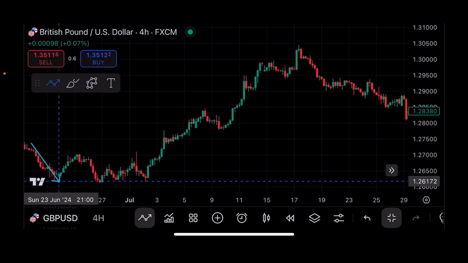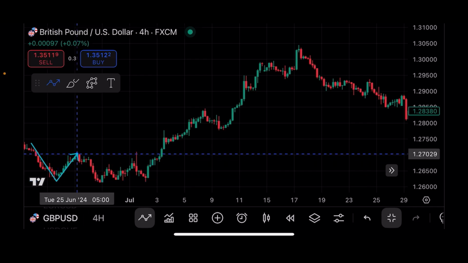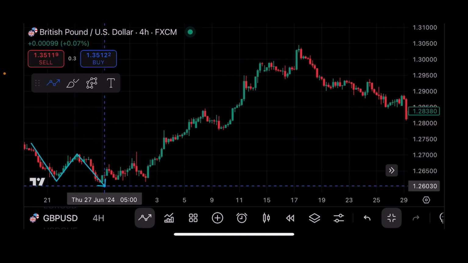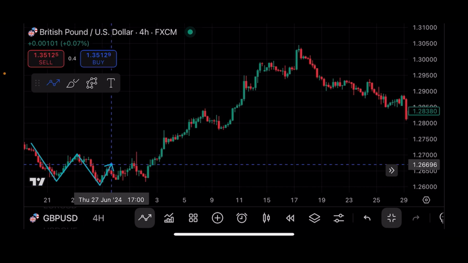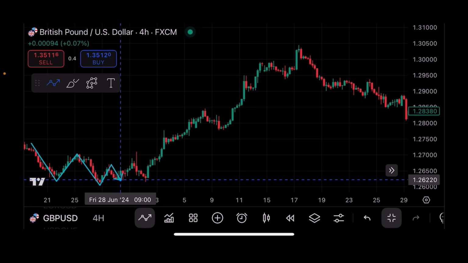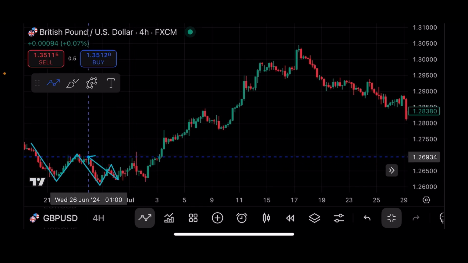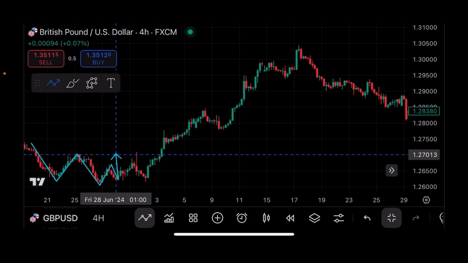So there's a lower low, a retracement to form a higher low. So there's another movement to form a lower low. So there's a retracement. The next movement cannot form a lower low. It is not strong enough to form a lower low. So there's a retracement here. It is a retracement because it has not broken this structure.